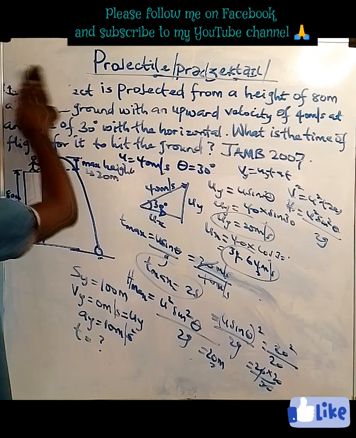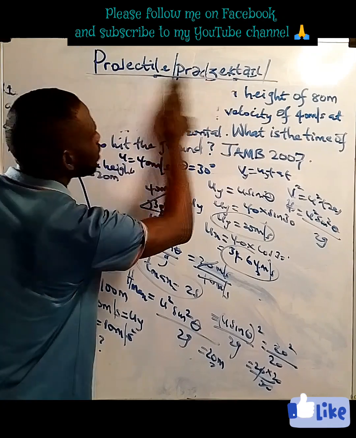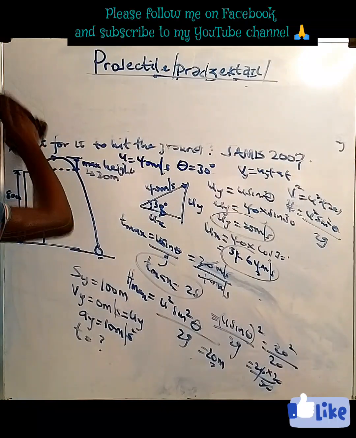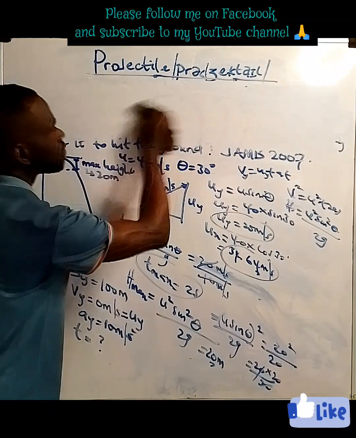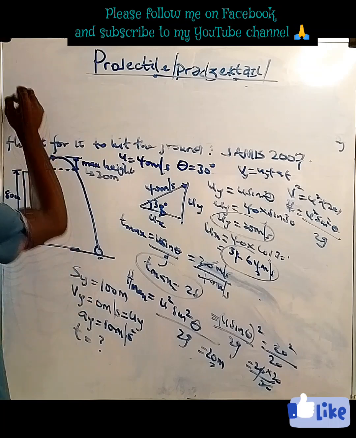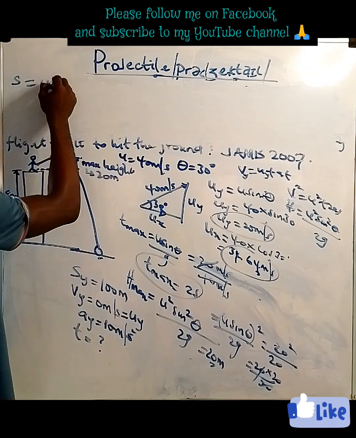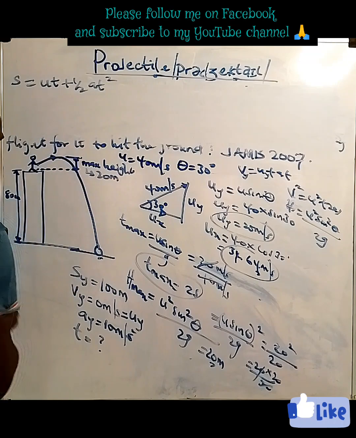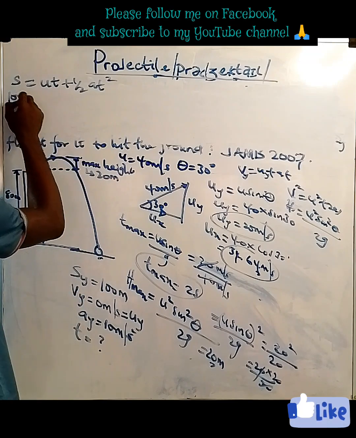Don't forget, we are asked to get the total time of flight it will take this body to complete the whole projection. That's what we're about to get. Let's get the total time of flight. So right here, we have the distance, let's go to s = ut + half at squared. So the distance is 100 meters covered.